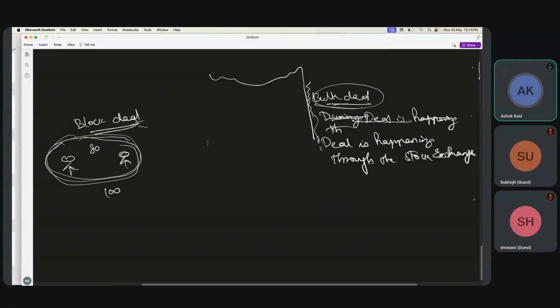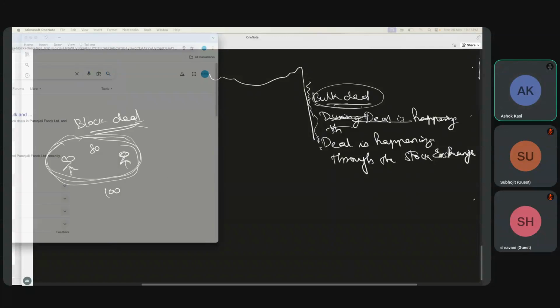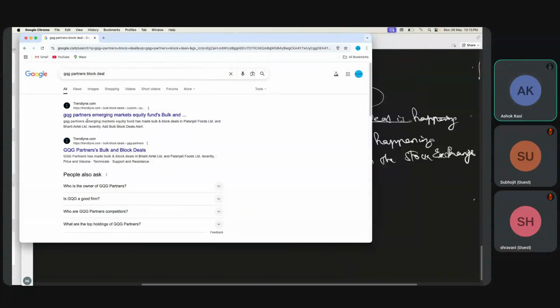I'll just show some news also. Like when the Adani Hindenburg report was going on, GQG Partners bought it from Adani. See now here you can see GQG Partners.